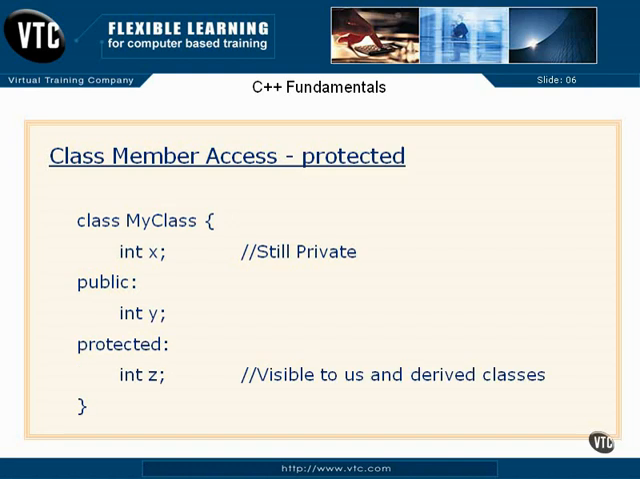And then finally, here's the protected. We have int X still private, int Y is now public, and we have the protected Z. Methods within myClass can work with Z, and anything that is derived from myClass can work with Z, but nothing else can get to it. So it's encapsulated along the lines of the family tree. And this is class member access, which implements the fundamental of data encapsulation within object-oriented programming.